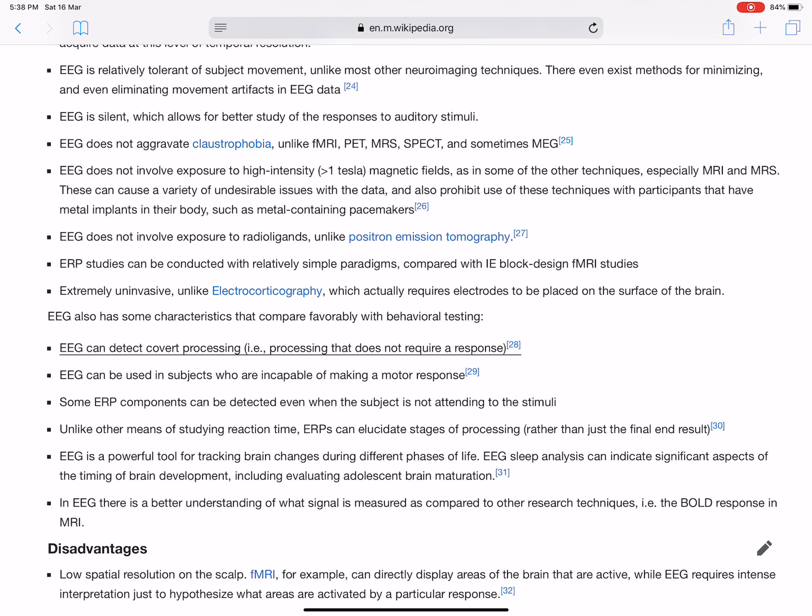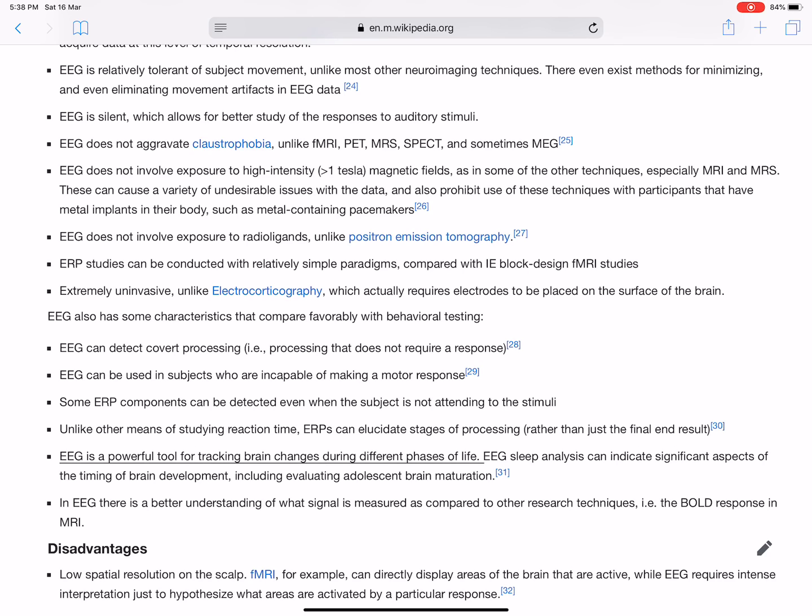EEG can detect covert processing, i.e., processing that does not require a response. EEG can be used in subjects who are incapable of making a motor response. Some ERP components can be detected even when the subject is not attending to the stimuli. Unlike other means of studying reaction time, ERPs can elucidate stages of processing, rather than just the final end result.